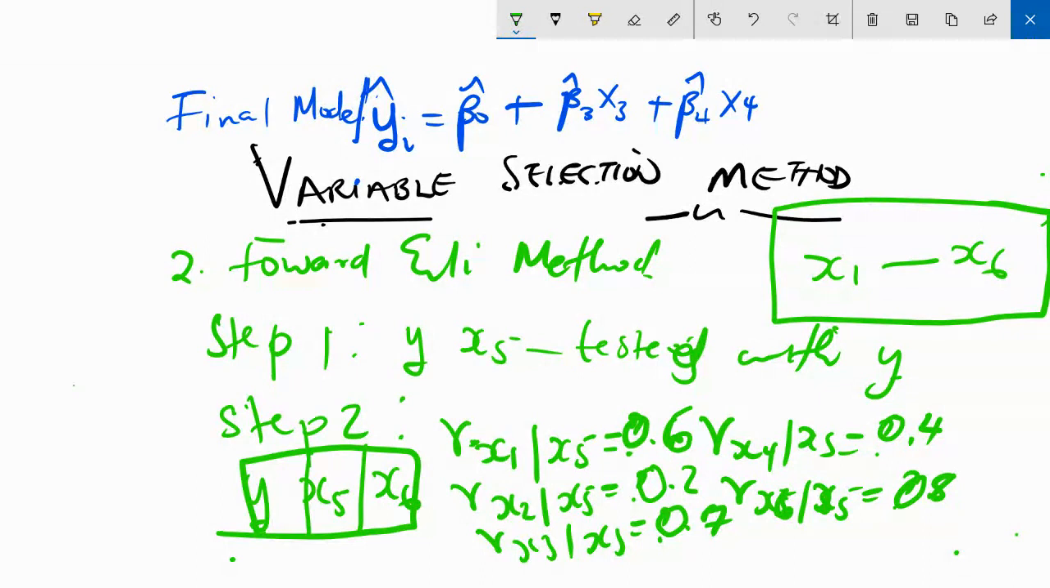Let me repeat that. This method, it's not a must that all the independent variables should be entered in the model. They will be entered if and only if they qualify to be entered.